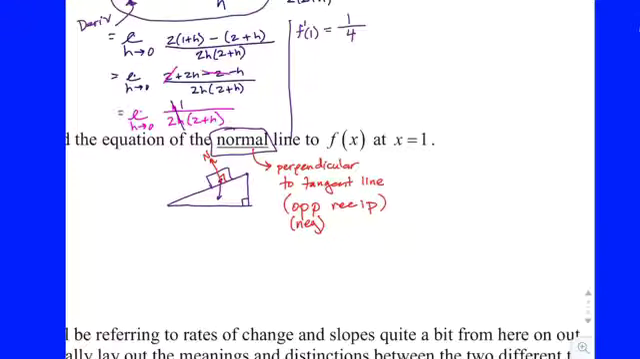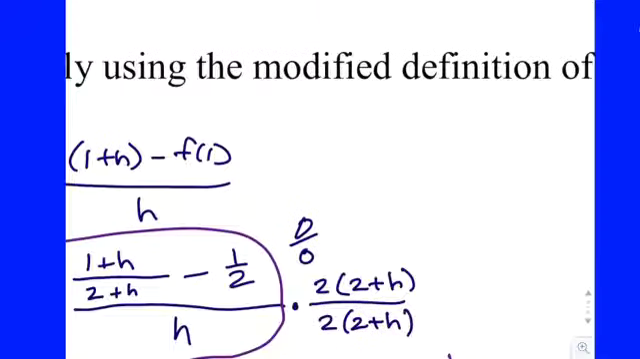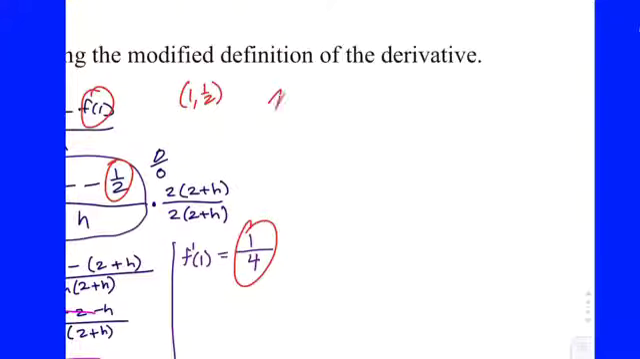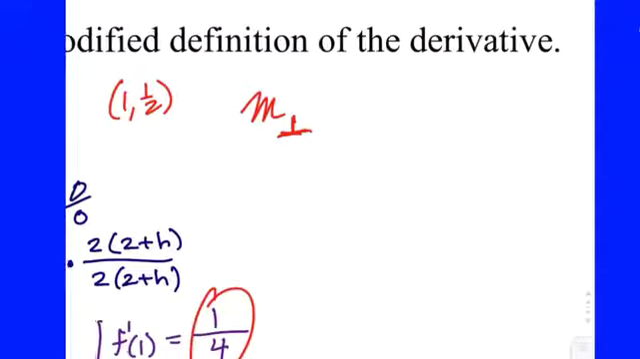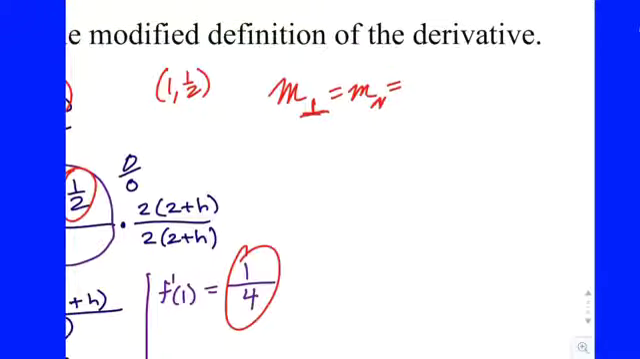Their product is -1. So we already found f of 1, if you remember. F of 1 was 1/2, so we have the ordered pair (1, 1/2). And now the slope, we already found the slope to be 1/4. So let's go ahead and write the normal slope. If you do an upside down capital T, that should be the geometric symbol for perpendicular. Or you could do m sub n if you want, for normal. So if the tangent line slope is 1/4, what's the normal slope?